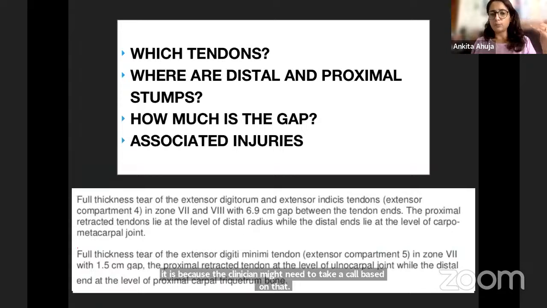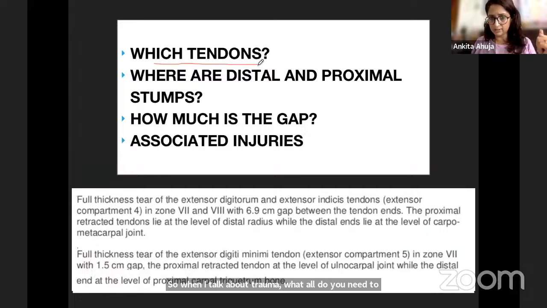So when I talk about trauma, what all do you need to answer? First of all, you need to tell which tendons are involved, where their stumps are, the proximal and distal stumps, and how much is the gap or the retraction between the two stumps.